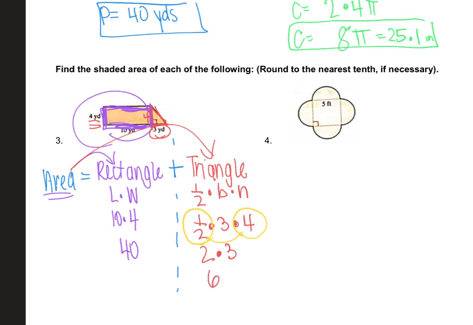So at the end of this, when I want to figure out the area, I'm looking at 40 and 6, and I want to add them. So 40 plus 6 is 46, and I am working in yards squared.